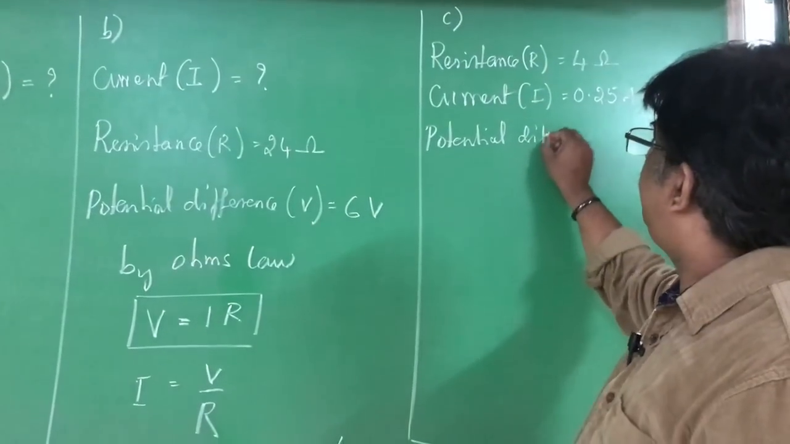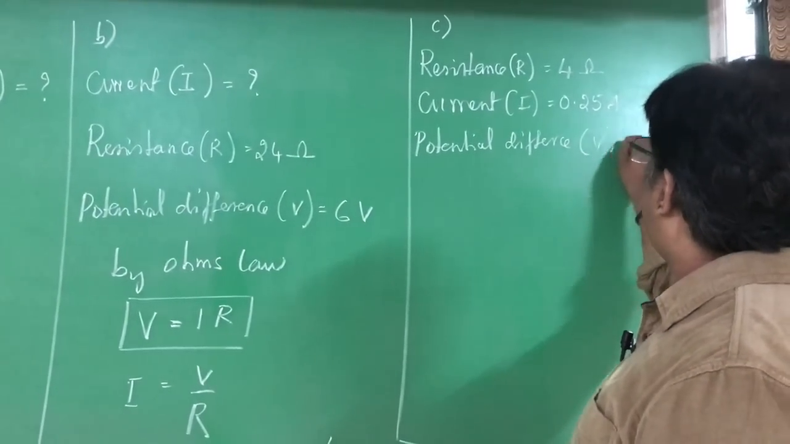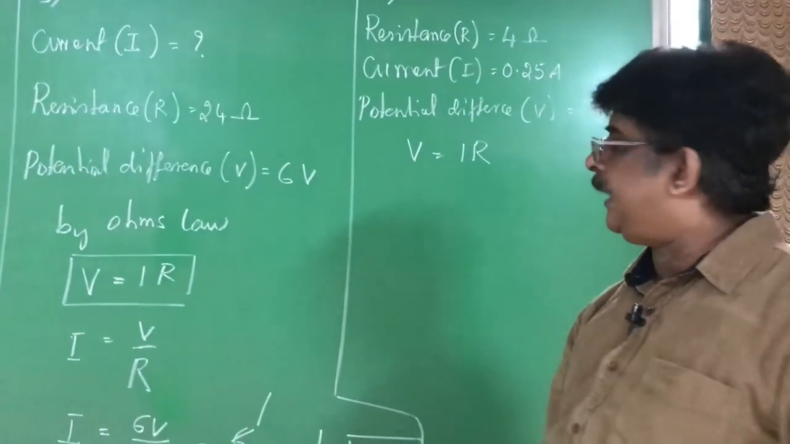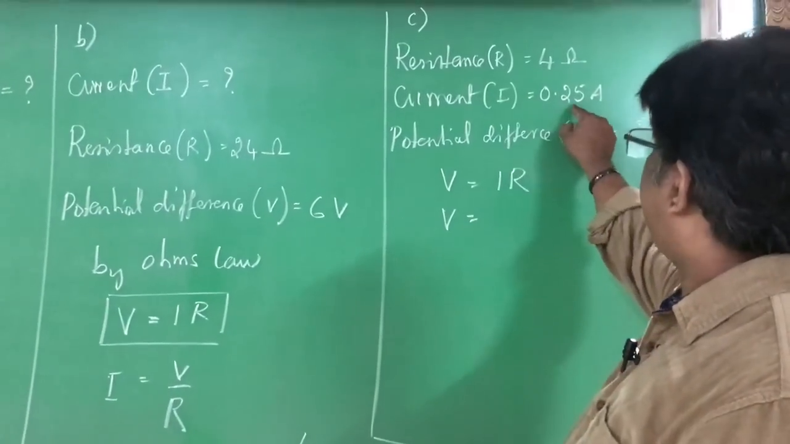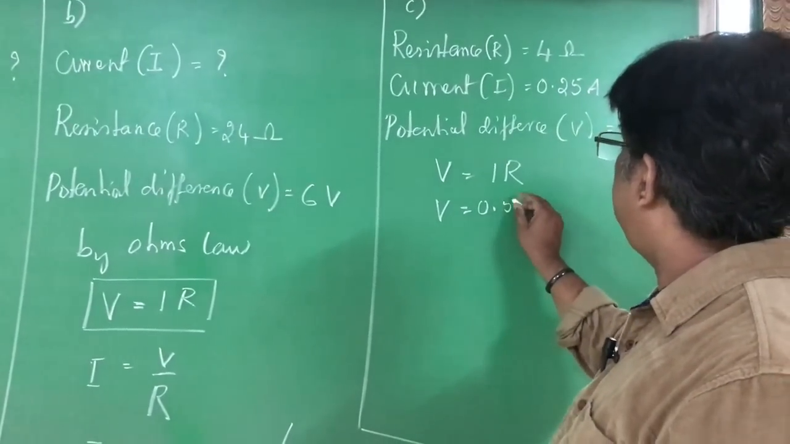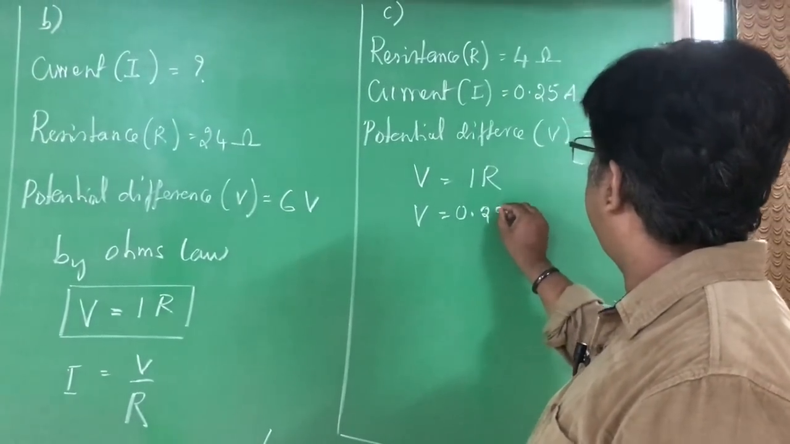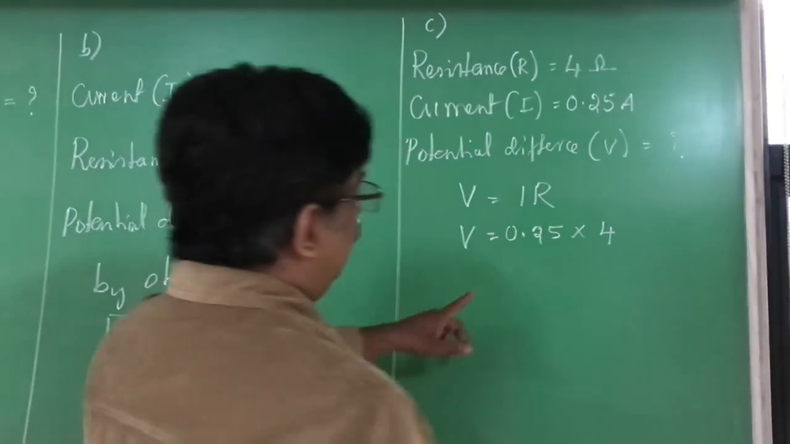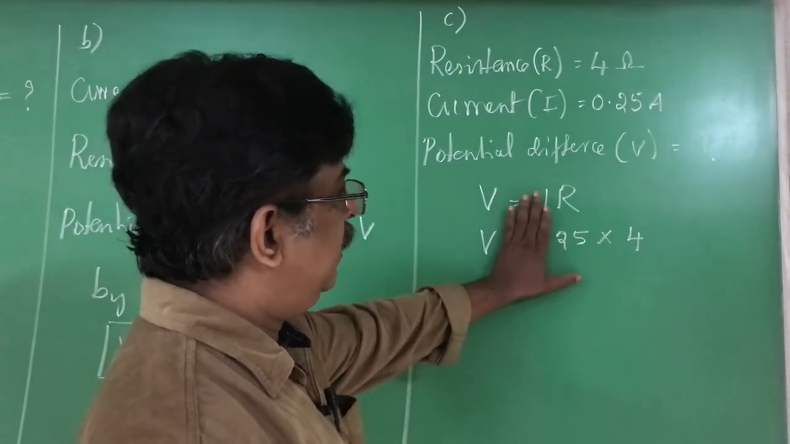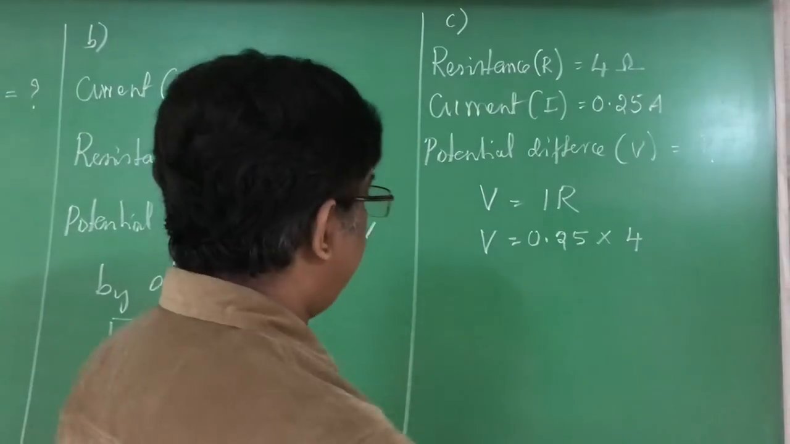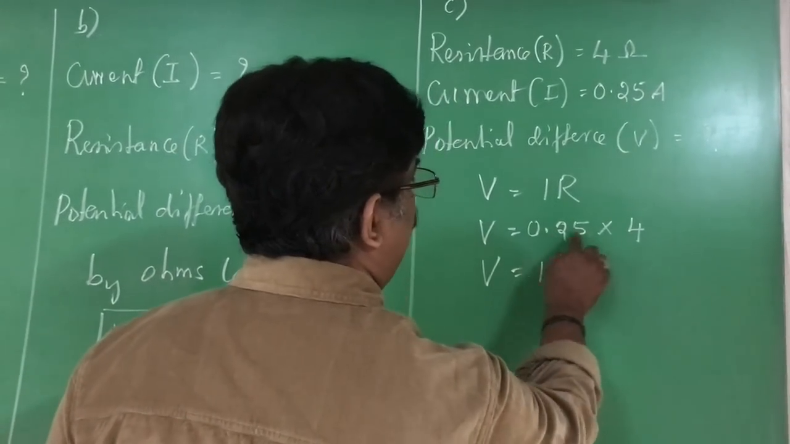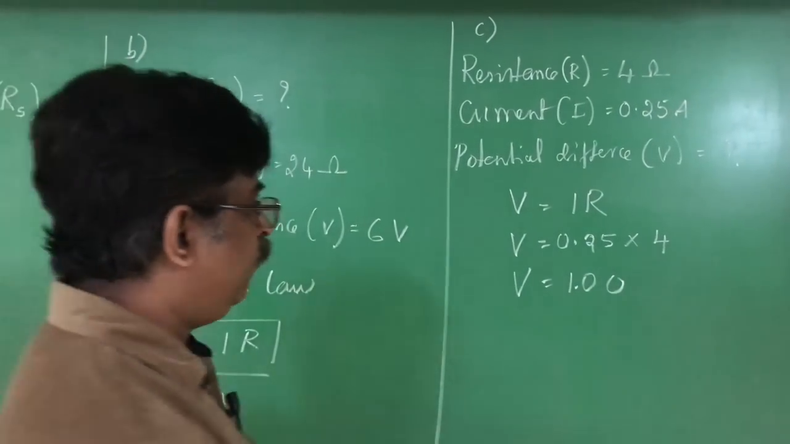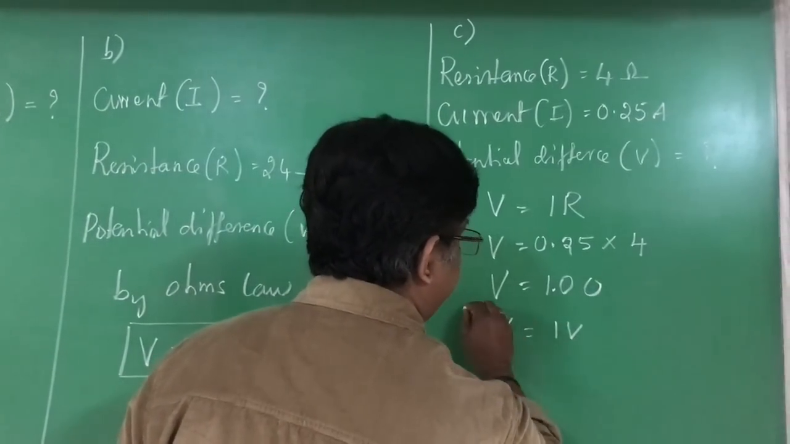Now I want to calculate the potential difference. That is V. We have to calculate. The formula is V is equal to IR. V is equal to, what is I? 0.25, into R is 4. 0.25 into 4. Leave the decimal, 25 fours are 100, right? After 2 decimals I get 1. Therefore, V is equal to 1 volt.